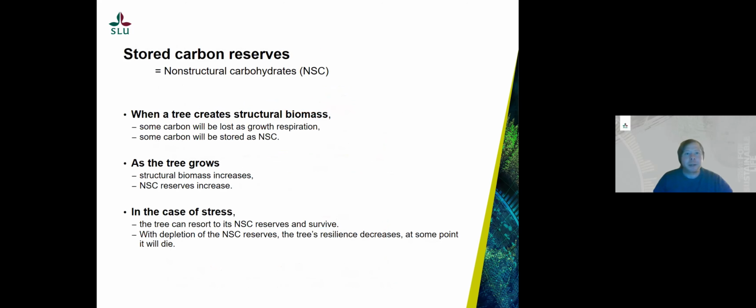Please note that when I'm talking about non-structural carbohydrates, I'm always referring to the carbon component, so only to the carbon which is inside such non-structural carbohydrates. How can we conceptualize non-structural carbohydrates in a model? Well, when a tree creates structural biomass, some carbon will be lost as growth respiration, but at the same time, some carbon will be stored as non-structural carbohydrates. And as the tree grows, structural biomass increases, but at the same time, non-structural carbon reserves increase. And then in the case of a stress event, the tree can resort to its non-structural carbohydrate reserves and survive for a while. But with ongoing depletion of these reserves, the tree's resilience decreases and decreases, and at some point it will just die.